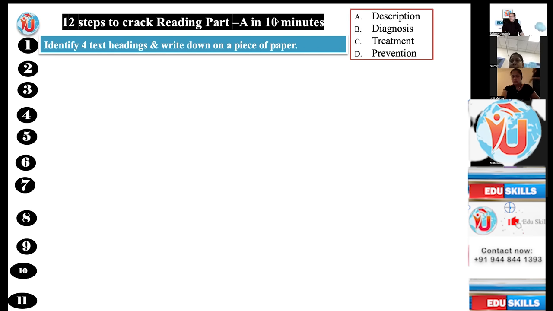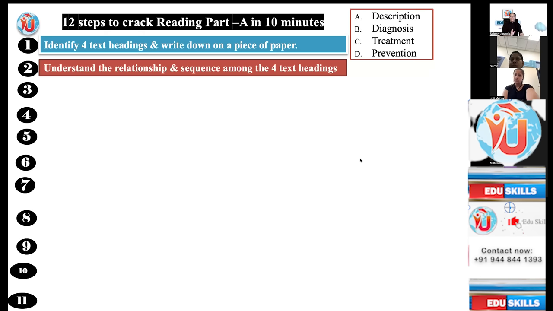First thing, as you take up your Reading Part A practice, what you have to do? You have to identify the four text headings. What are the headings? Then write them down on a piece of paper or in your notebook. Understand the relationship and sequence among the four text headings.